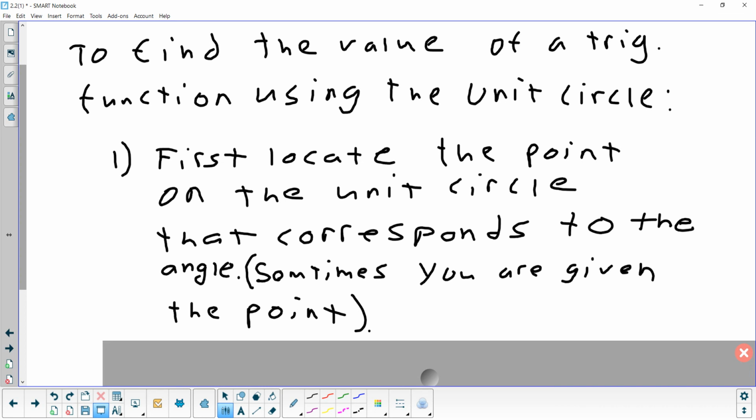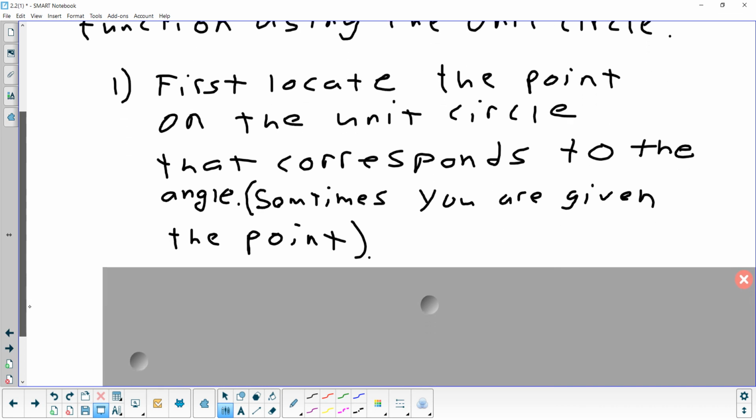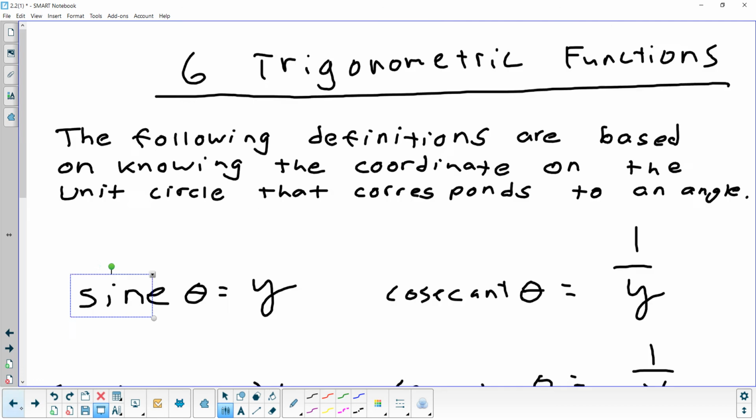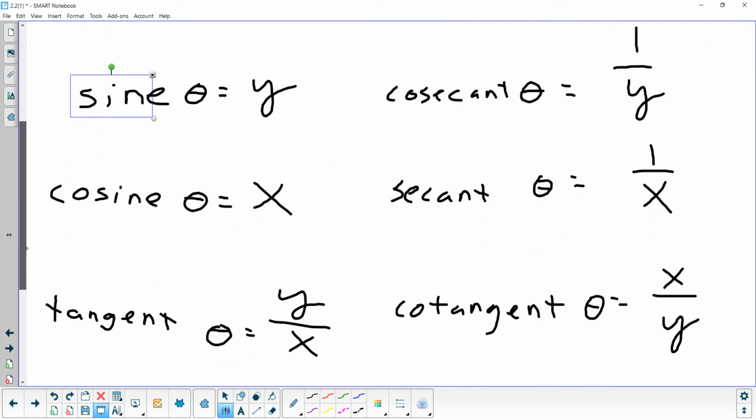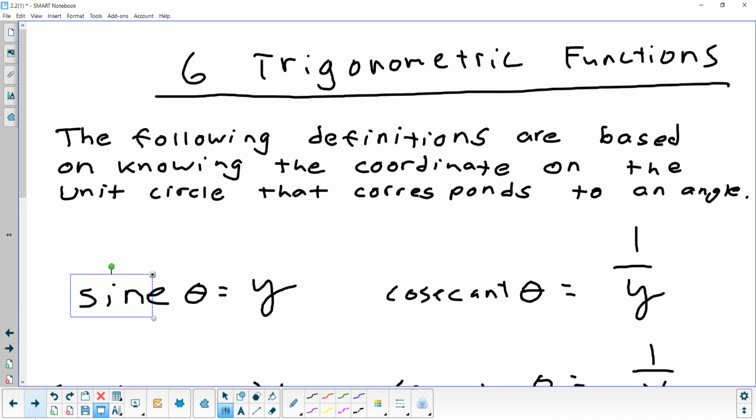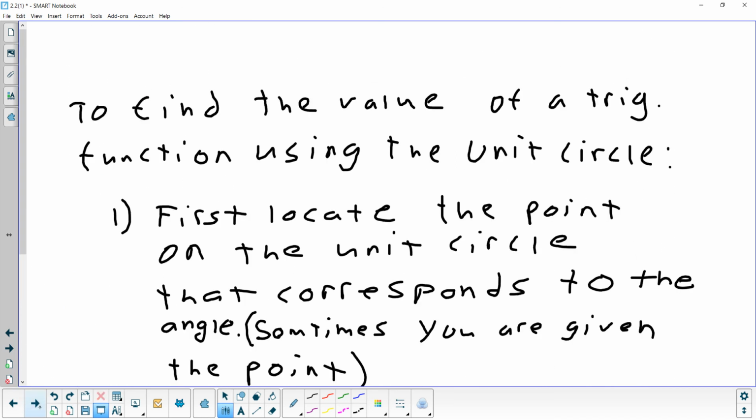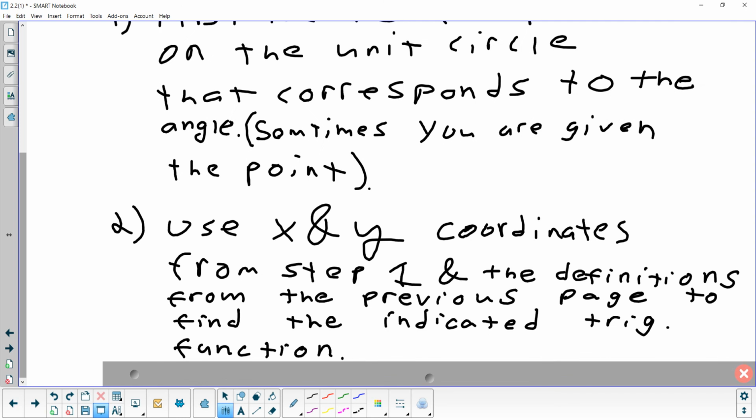Now, once you have the coordinate, step 2 is to fill the coordinate into one of these 6 formulas, or all of them, depending on what they're asking. So you have to now use the formulas from that page right here. Step 2: use the coordinate from step 1 and the definitions that I just gave you to find what they want you to find.